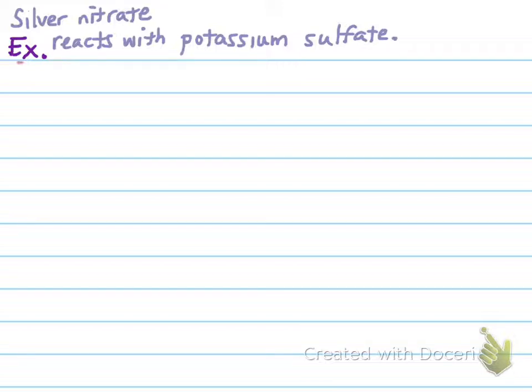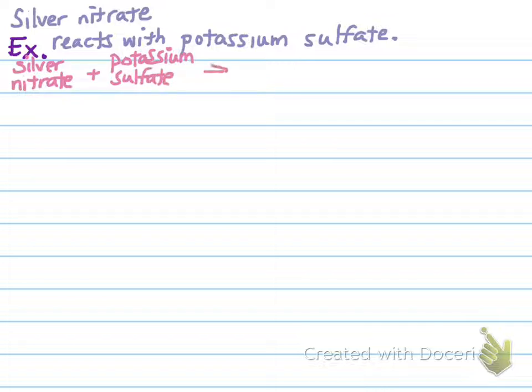So if I start my word equation, I have silver nitrate reacts with, is my plus, potassium sulfate. Now, what kind of reaction is this? I have two reactants. They're both compounds, so guess what? This is a double replacement reaction.